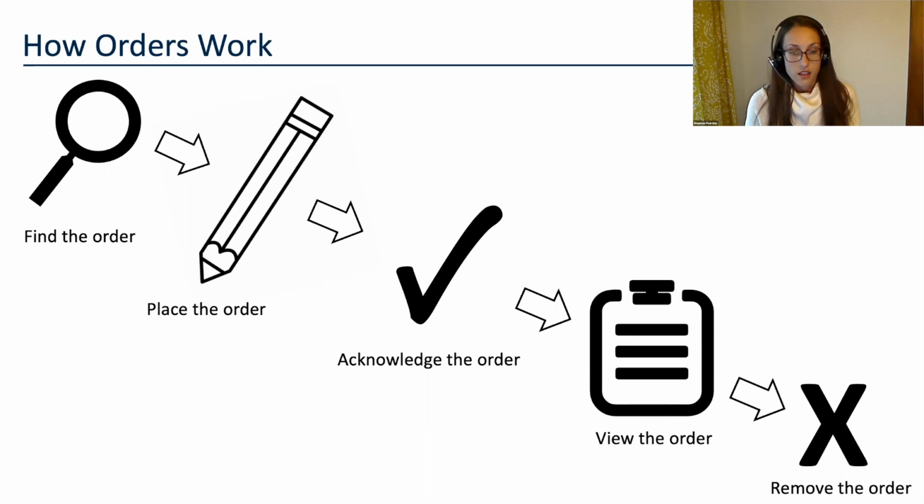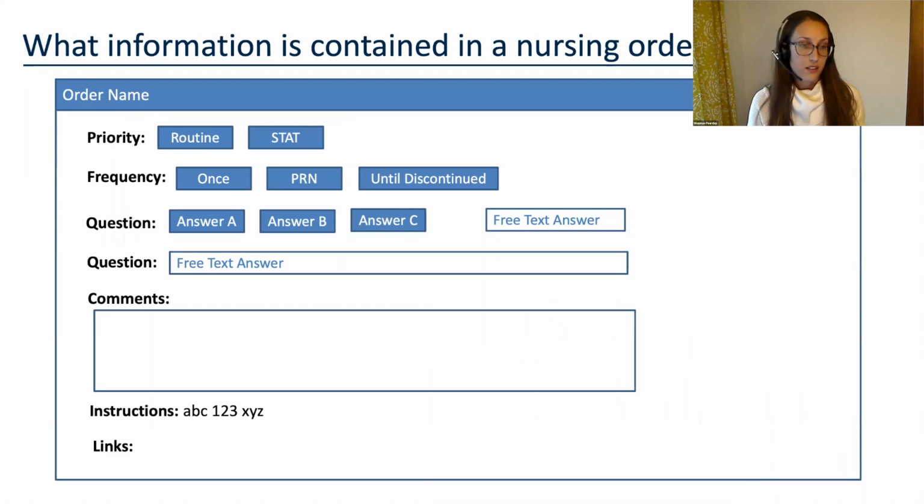This is some of the information you can see in a nursing order. You can see the priority of the order and the frequency. We can put questions in there; some are free text and some are question and answer. They can put comments, which are editable within the order, and instructions, which are non-editable and that we put in on the back end. Then we can put links to information, and typically those links have to be in our policy documentation.